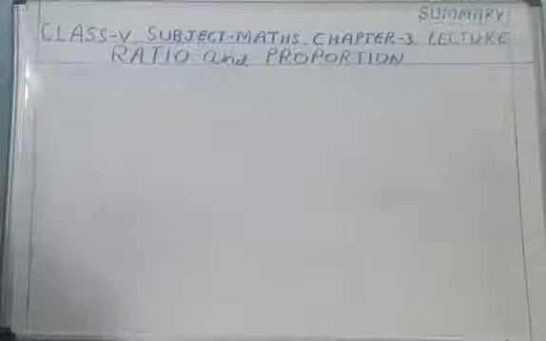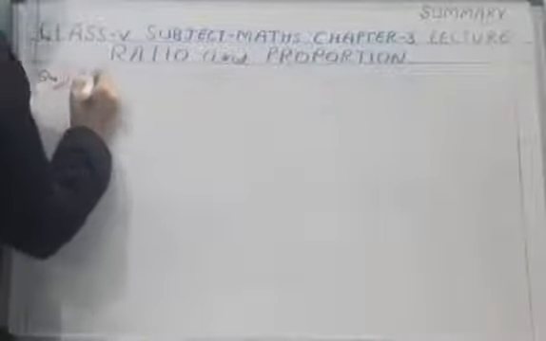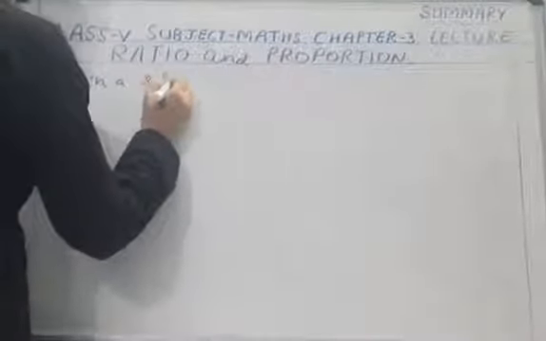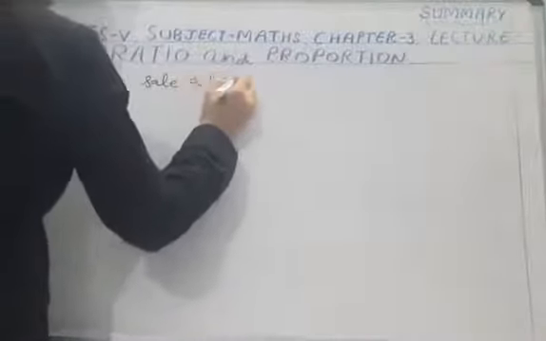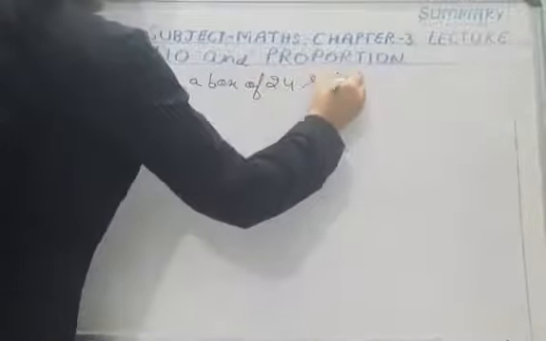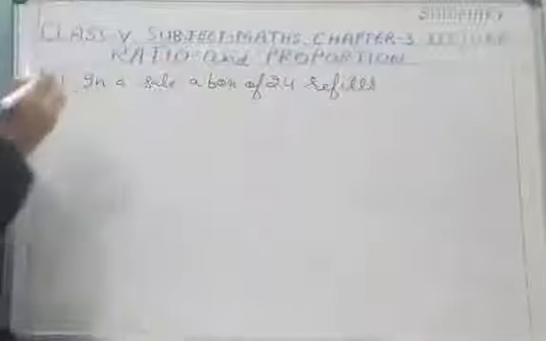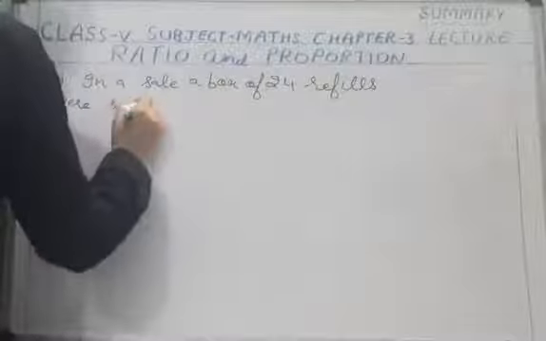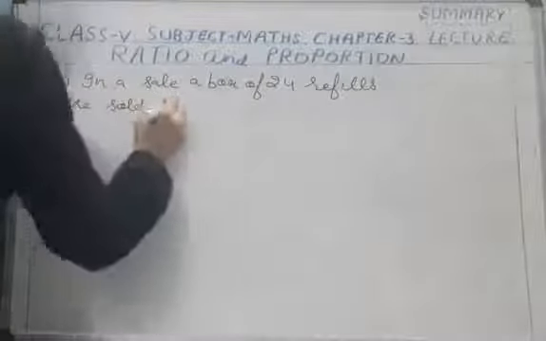Next question is from your worksheet. Worksheet question number 8. In a sale, a box of 24 refills were sold for rupees 150.